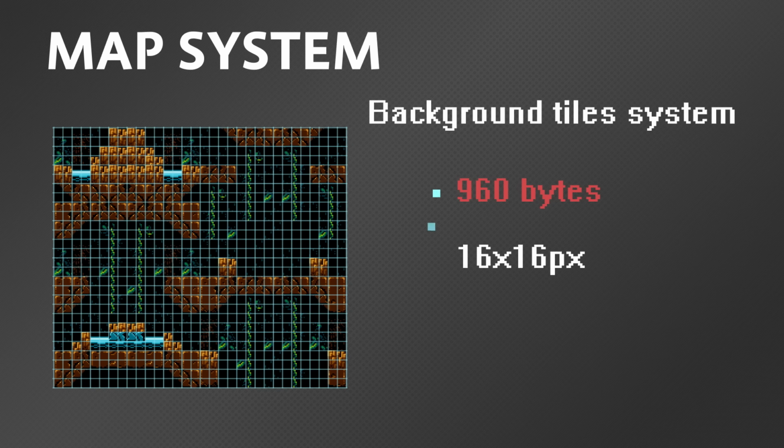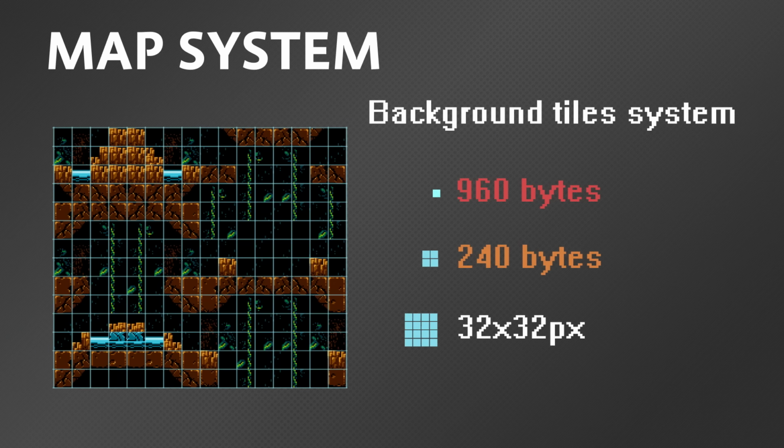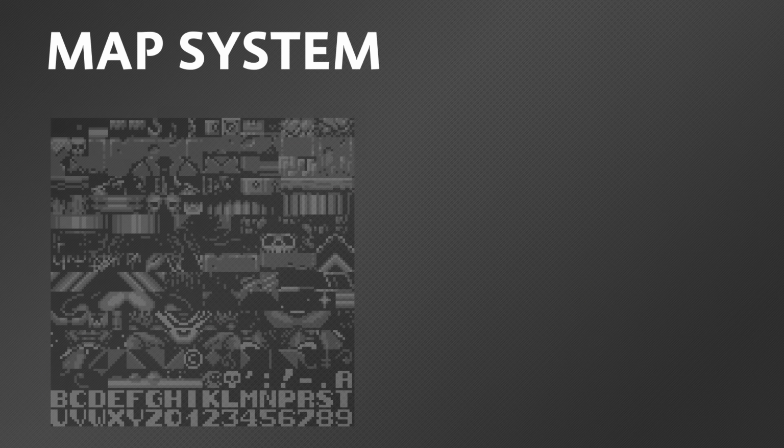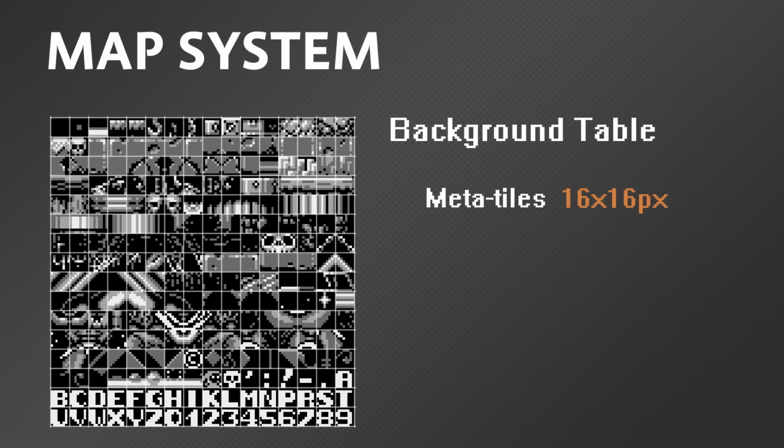So, we add a layer of abstraction, which we call meta tiles. And then we use the same trick on those again, ending up with meta tiles of meta tiles. With this technique, a full screen will use only 60 bytes. This is a graphics table where we store all the background tiles used in the game. Here's how we build meta tiles.